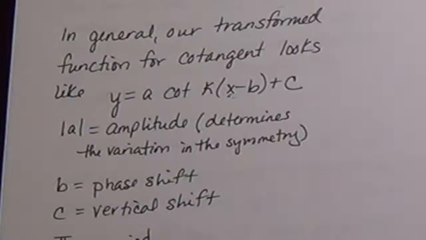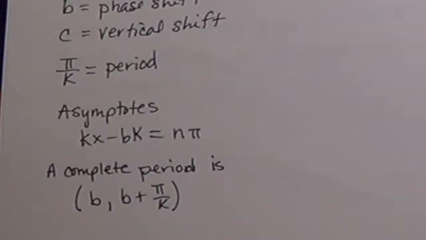B is our phase shift, C is our vertical shift, pi over k is our period. Again, notice it's a pi, not a 2 pi. The asymptotes for this one, again, are places where sine is 0, so kx minus bk, the argument for our cotangent, is going to equal n pi. One complete period of our cotangent curve is going to be between b and b plus pi over k.